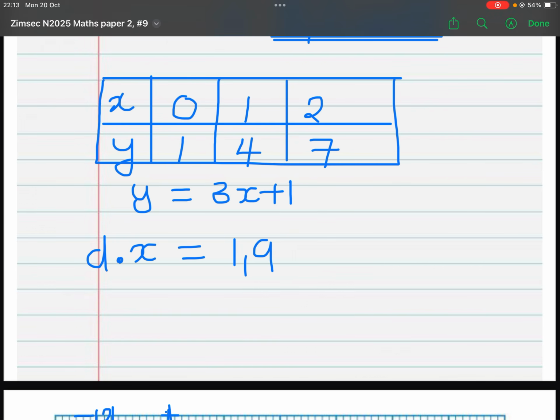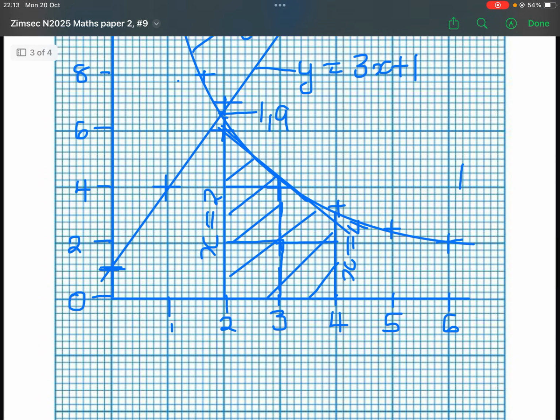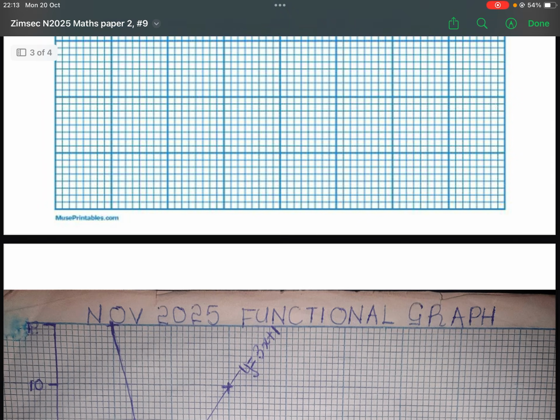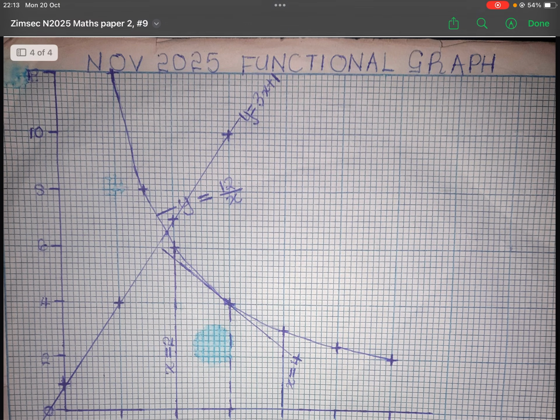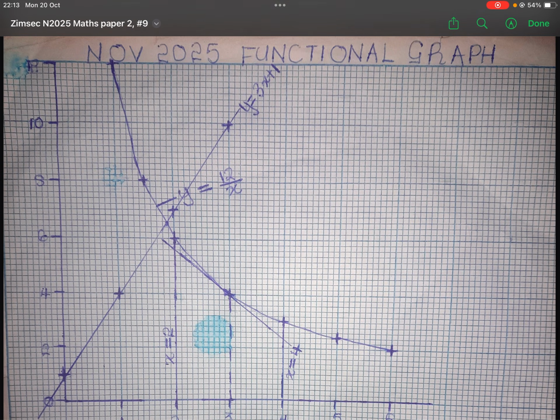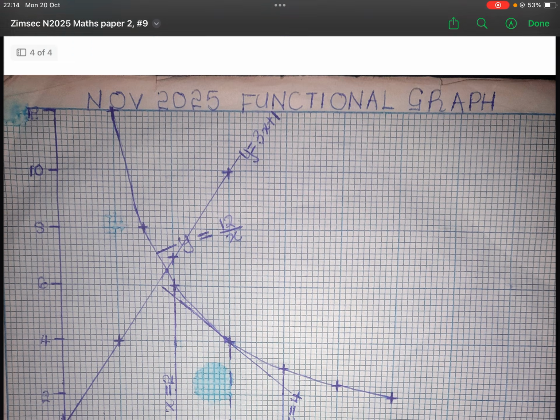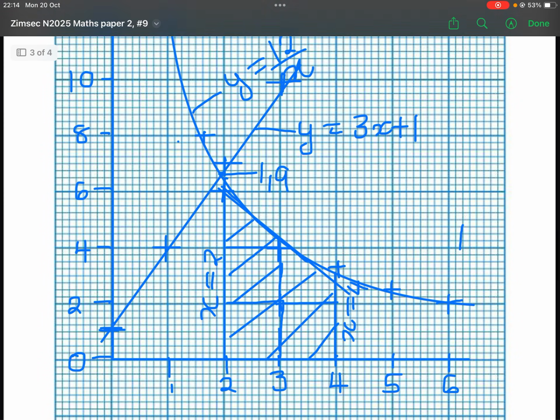So that was all about the functional graph that was in November 2025. Let me show you the one I have drafted on the actual graph paper. It was like this one. So this marks the end of our tutorial on the functional graph that was in November 2025.